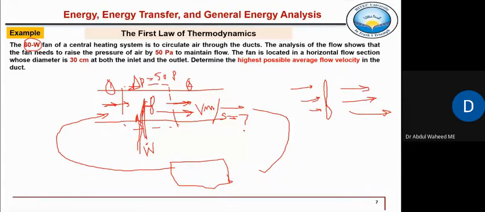That is the problem. Now you can see the nature of this problem is entirely different from the previous problem. Here there is no heat transfer and this is not a piston cylinder mechanism. That is not a closed system, that is an open system. Mass is continuously entering, mass is continuously leaving the system, right? So that's why.